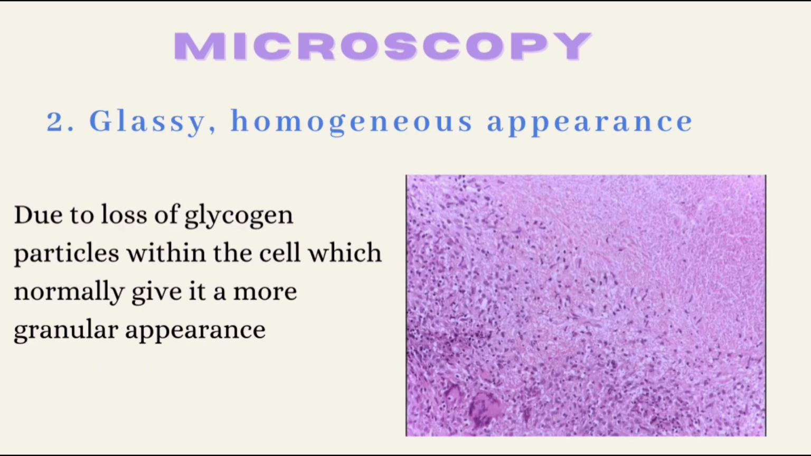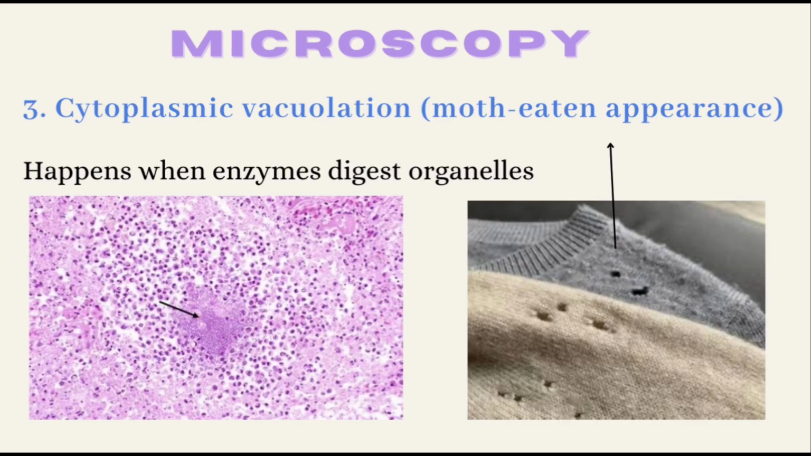Normally, the glycogen particles in the cell give it a granular appearance. But since in necrosis there is a loss of glycogen particles, it causes the cells to turn glassy, giving them a homogeneous appearance. Normally, the cytoplasm has a dense, uniform texture because it is packed with organelles.